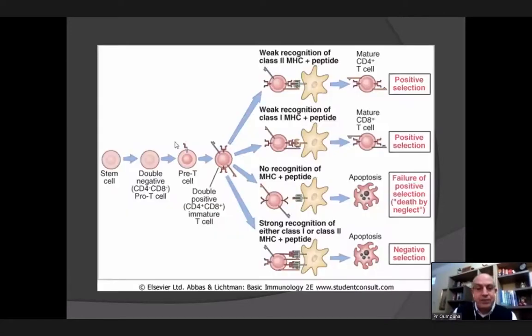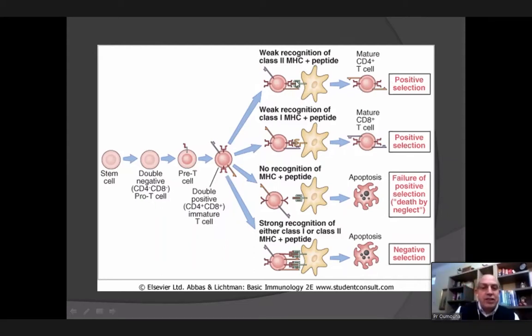And here, what do we have? We have stem cells, double negative CD8, CD4 cells, and then double positive CD4, CD8 cells that are immature, and then they will go on. The first question is positive selection.